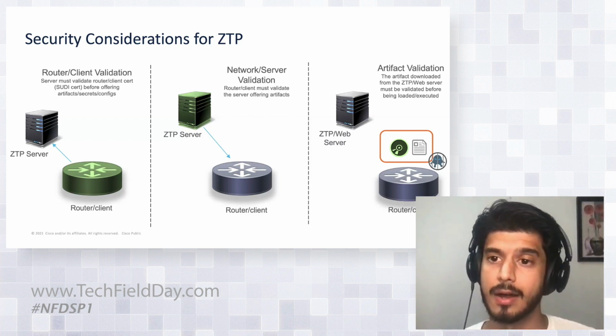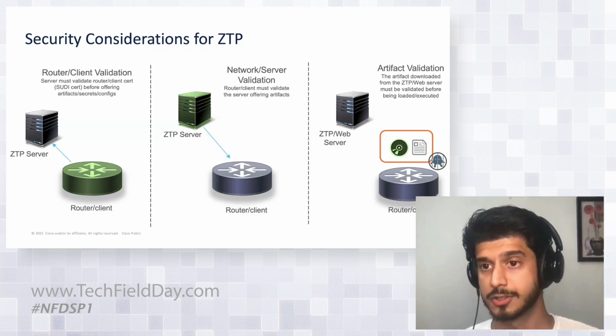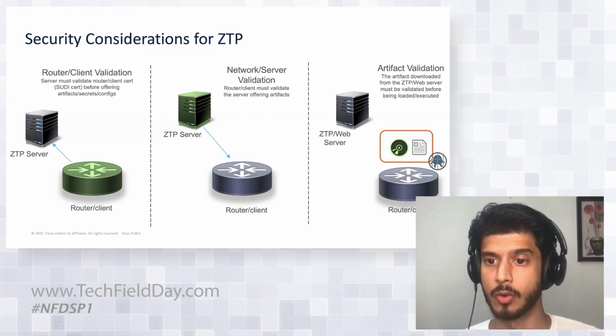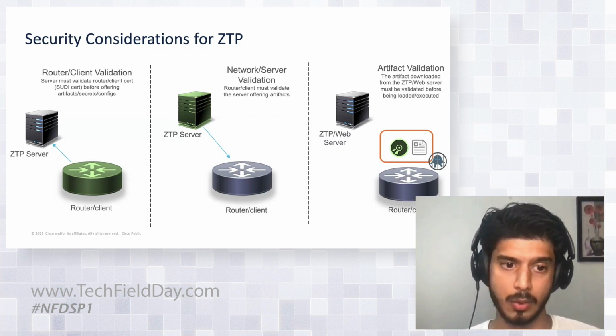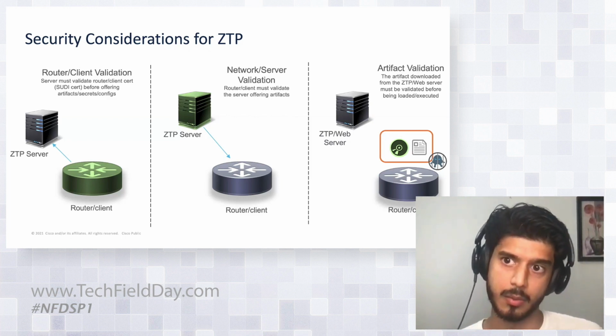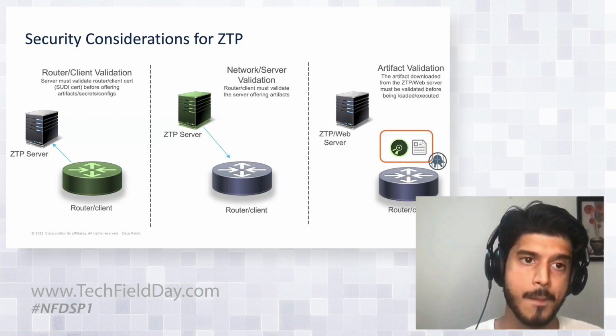And lastly, the artifact, which could be config, scripts, and with the new ZTP workflow images. These artifacts that are downloaded are signed and therefore accepted by the router on day zero. Keep these three aspects in mind, and we'll combine these together to understand how the RFC basically plays out.